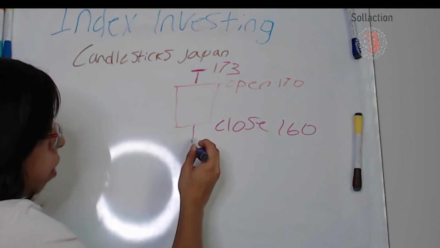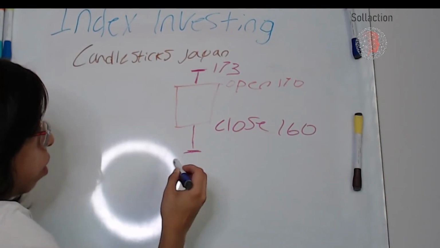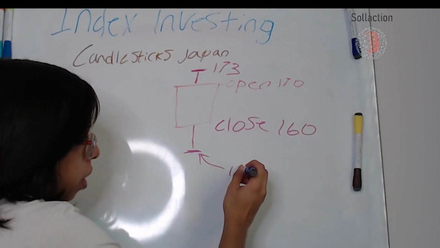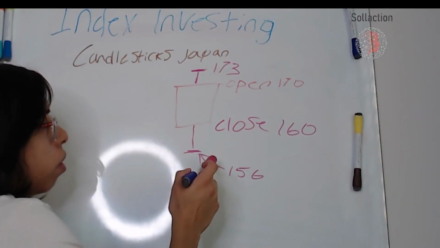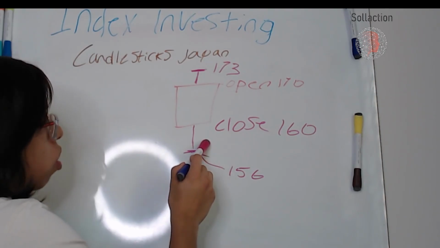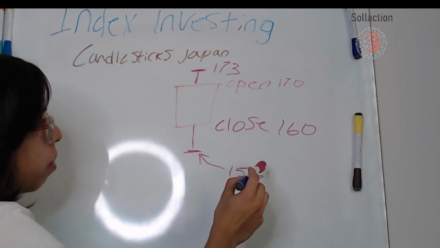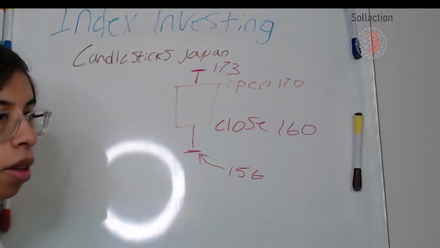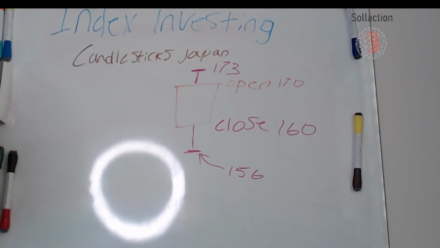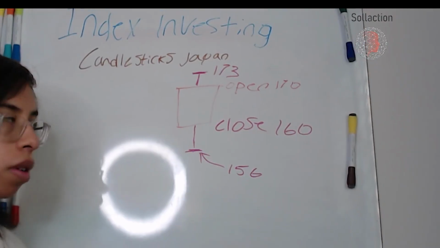For the tail, let's say it went down to $156. But that's the lowest, but it managed to go up and close at 160. But net in total, this is a bearish candle because it closed below the opening. So it shows bearish sentiment for the day. That's how candlesticks work.